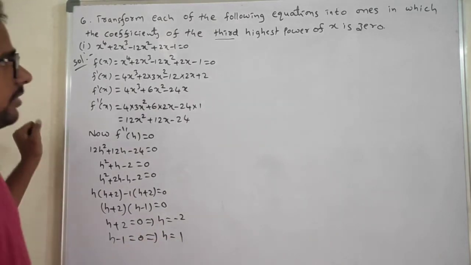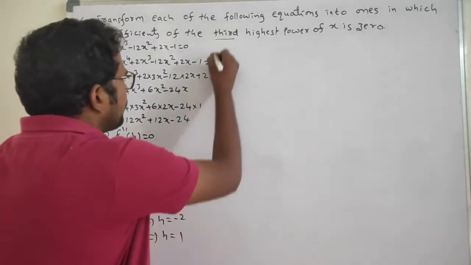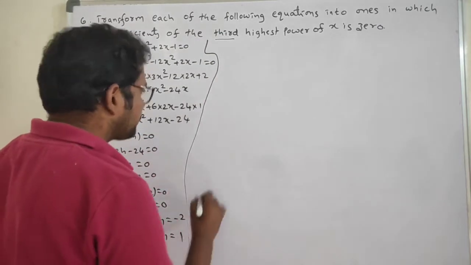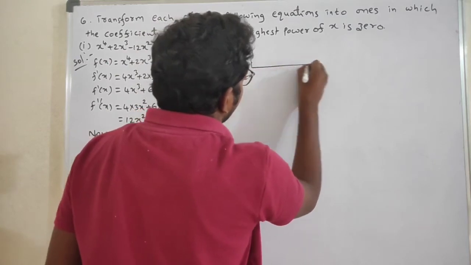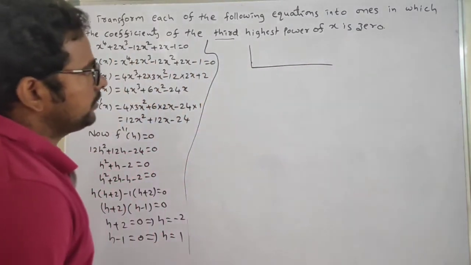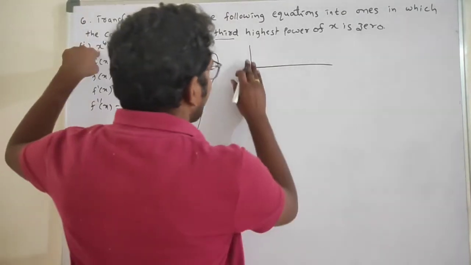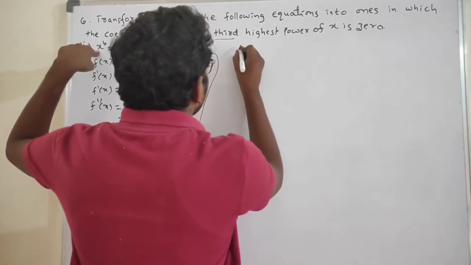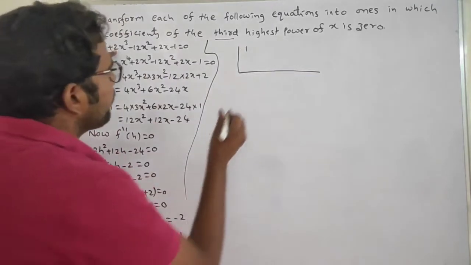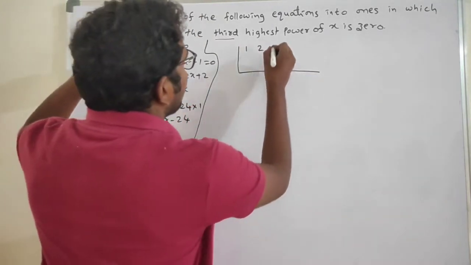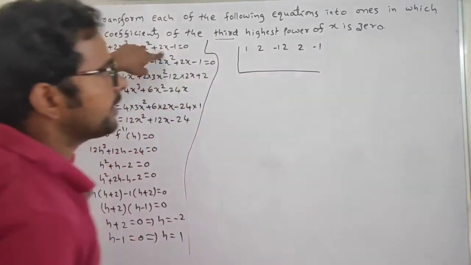Now we take Horner's method with h equals minus 2 and h equals plus 1. Now I am taking h equals minus 2. So x power 4 coefficient is 1, x power 3 coefficient is 2, x square coefficient is minus 12, x coefficient is 2, constant is minus 1.